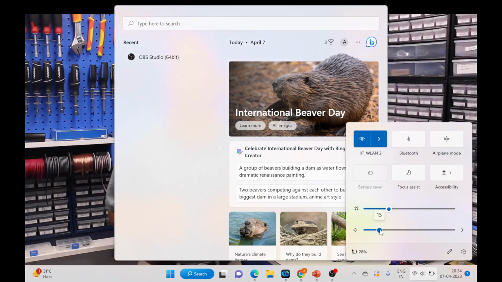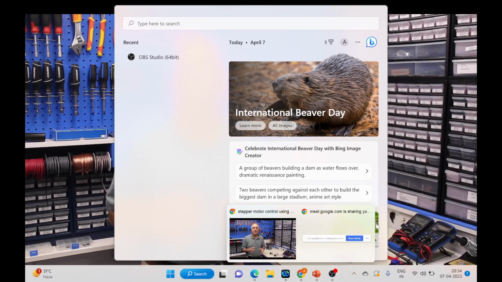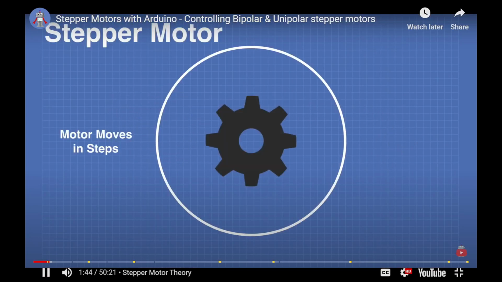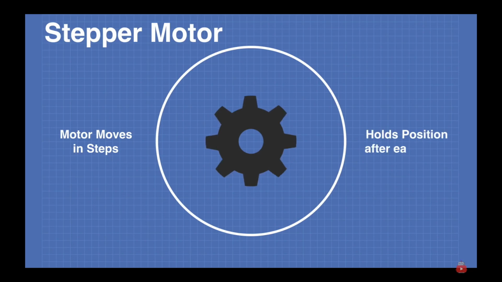Now, stepper motors are very valuable devices that can be used in a number of different applications. They're very good when you need a high torque motor. When you need a motor that can position something very precisely, a stepper is what you need. A stepper motor moves in discrete steps. After each step, the motor holds itself in position.